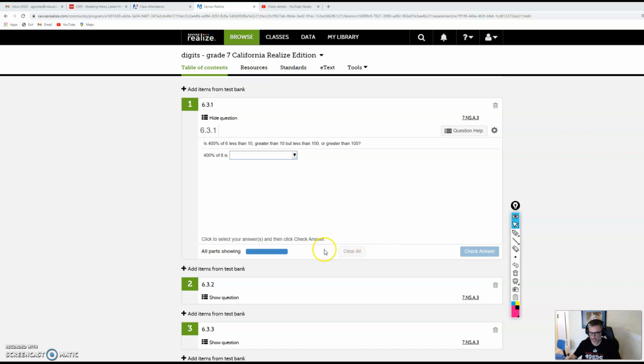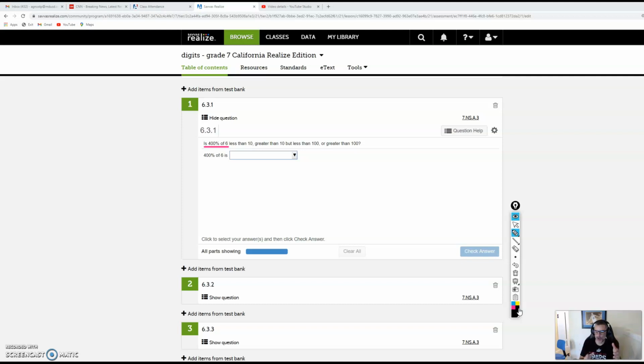Number one says, is 400% of 6 less than 10, greater than 10 but less than 100, or greater than 100? The key part of this question is this first part: what is 400% of 6? We need to figure out what 400% of 6 is, and once we know it, then we can answer this question.